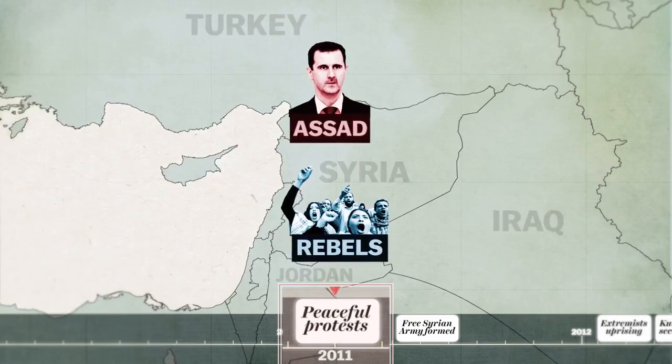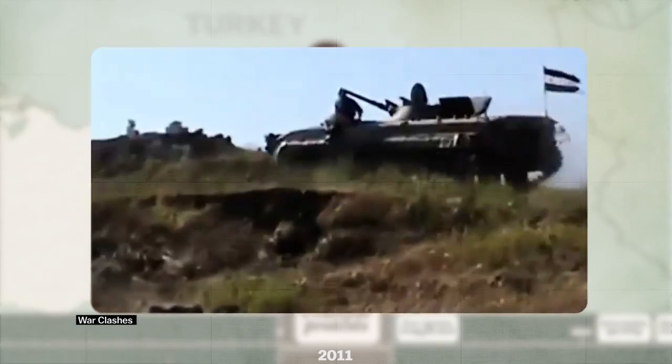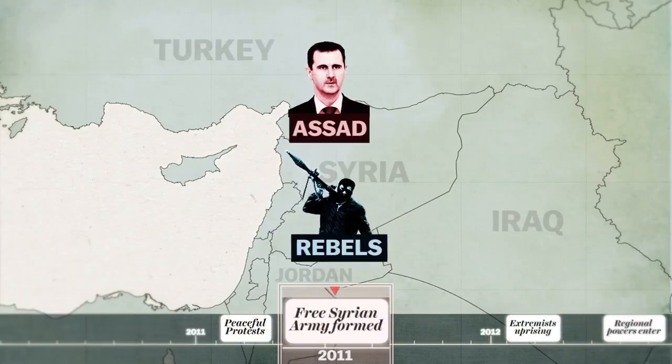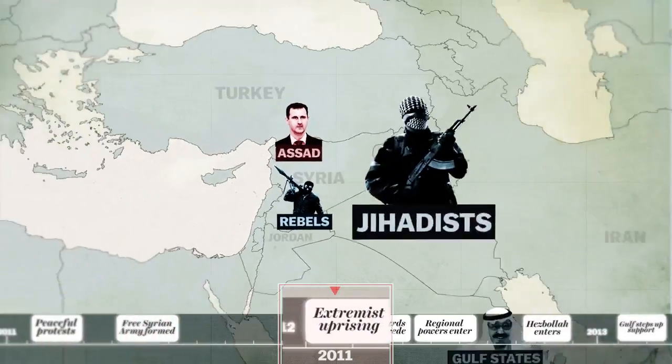The first shots in Syria's war are fired in March of 2011 by Syrian dictator Bashar al-Assad against peaceful Arab Spring demonstrators. In July, some of the protesters start shooting back, and some Syrian troops even defect from Assad's army to join them. They call themselves the Free Syrian Army, and the uprising becomes a civil war.